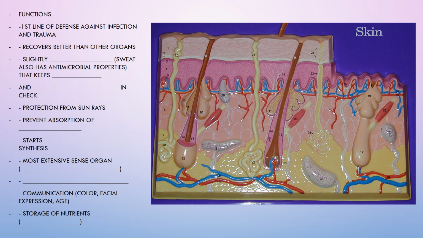So let's start off here at number 28. It's kind of in the middle of your screen, right underneath that pink wavy line there. It looks kind of like a jalapeno pepper. And 28 is known as Meissner's corpuscle.